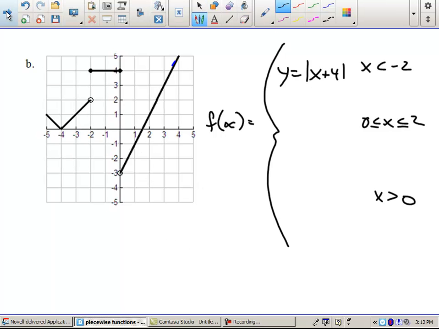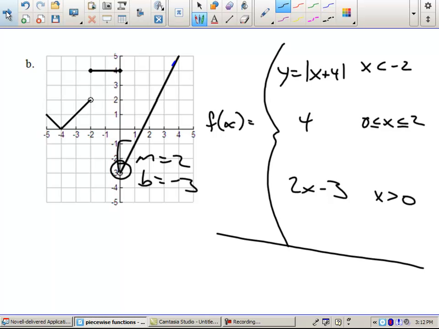The second piece of this is even easier. Look, everything's 4. So it's 4 from 0 to 2 inclusive. And then the last one is also just about as easy because it's a linear function. The slope is up 2 over 1, so I have a slope of 2 and a y-intercept of negative 3, and so I can write this one as y is equal to 2x minus 3. And there's my piecewise function.